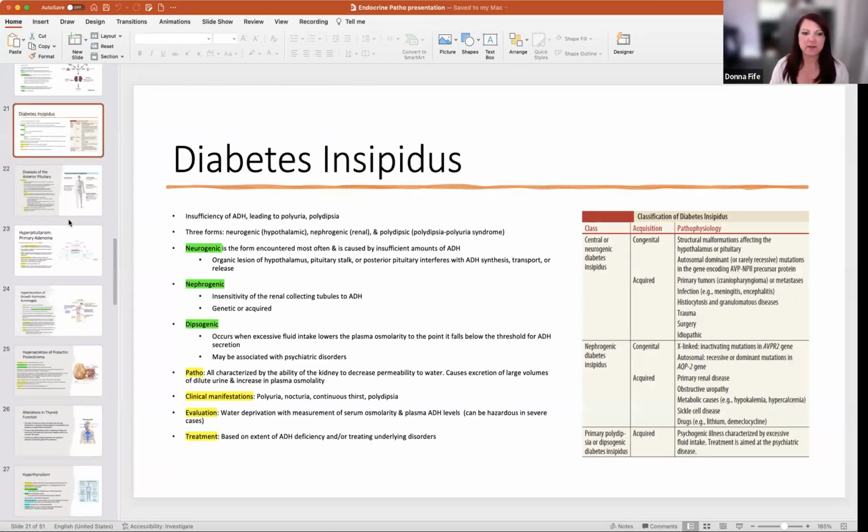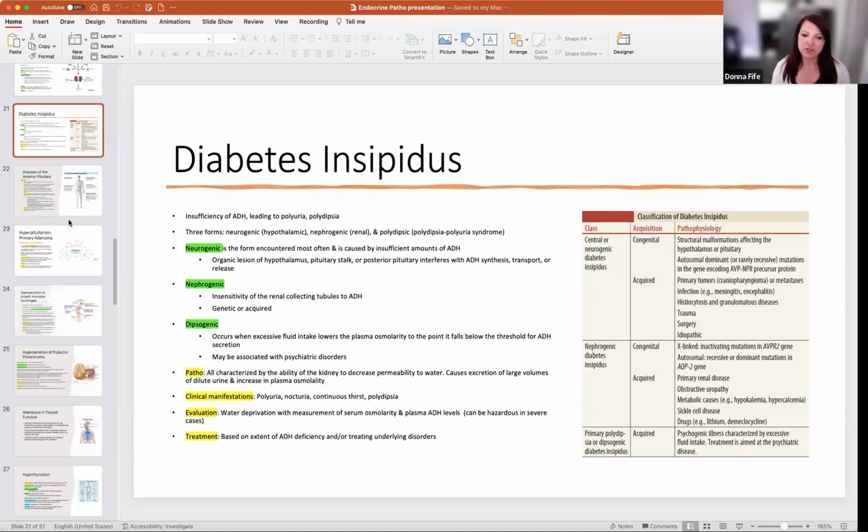Diabetes insipidus. This is an insufficiency of the antidiuretic hormone leading to polyuria and polydipsia. There are three forms: neurogenic or hypothalamic, nephrogenic or renal, and polydipsic or polydipsia-polyuria syndrome. Neurogenic is the form encountered most often, and it's caused by insufficient amounts of the antidiuretic hormone.